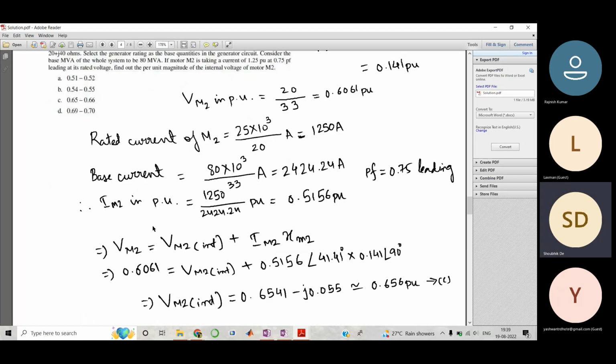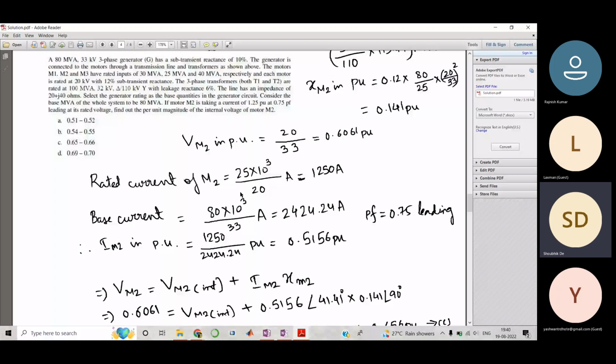Okay, in the next step I have tried to calculate the base current. We have the base MVA and the base voltage. Again, if you add any root 3 here, you can. Finally, we have to calculate the ratio of these two in order to get the per unit current. So this root 3 gets cancelled. There is no point in calculating the line current or phase current using root 3. It gets cancelled, so the process becomes much simpler.